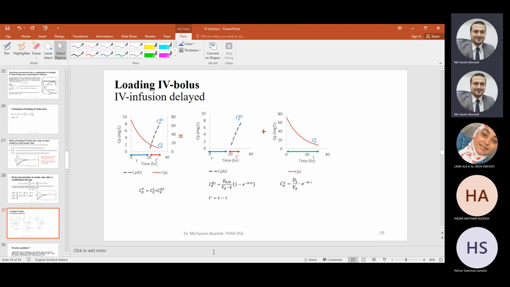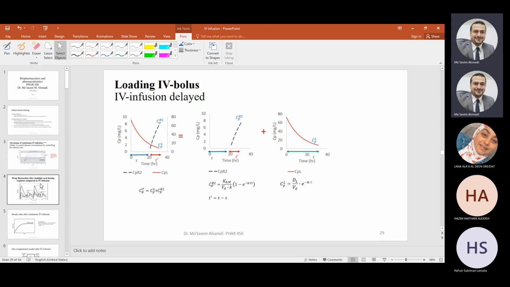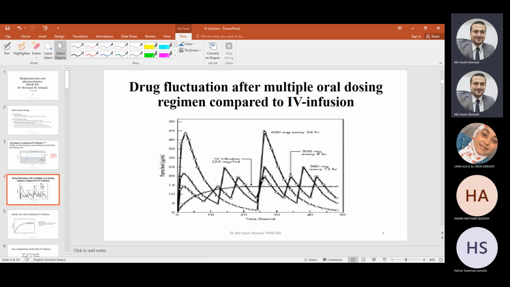And before that, let me remind you of what I explained today at the beginning of the class: if you give multiple IV bolus dosing, you will have fluctuations, right? And we said that with IV infusion, the fluctuation depends on the dose interval, right? The fluctuation depends on the dose interval. The longer the dose interval, the more fluctuation that you'll have.